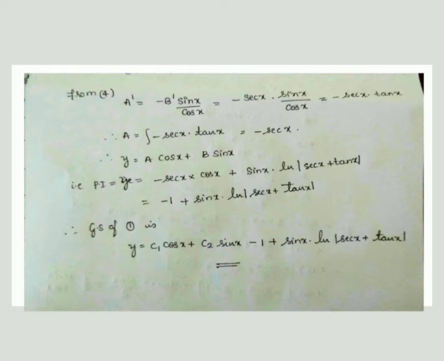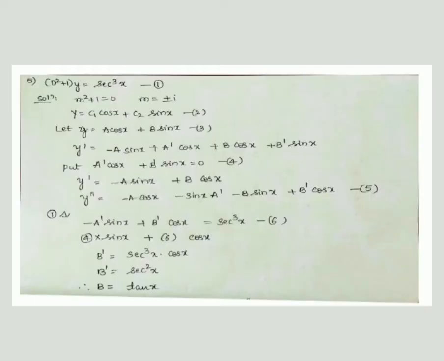Observe that here secant x into cos x we will obtain, so that will get cancelled. We will obtain minus 1 plus sin x into ln of secant x plus tan x. So that gives the particular integral. So therefore the general solution of equation number 1 is the sum of the complementary function and particular integral.